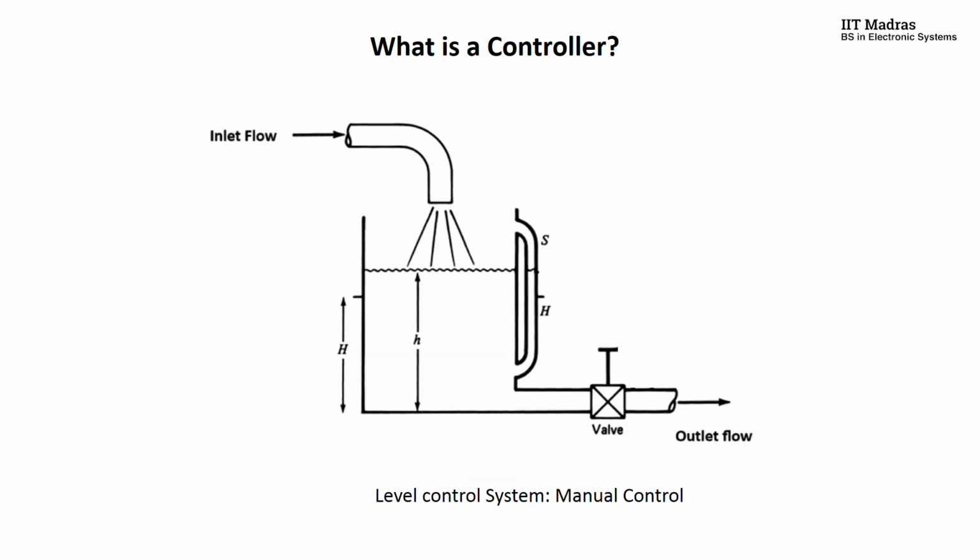Fine. So let's understand this by means of a manual control system. It means that, as I told you just now, we have a valve in the outlet which can be controlled. Let's say we do it manually. If I have to do this manually, then the only thing I can do is to see here.